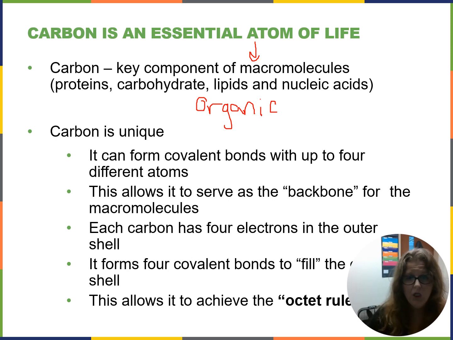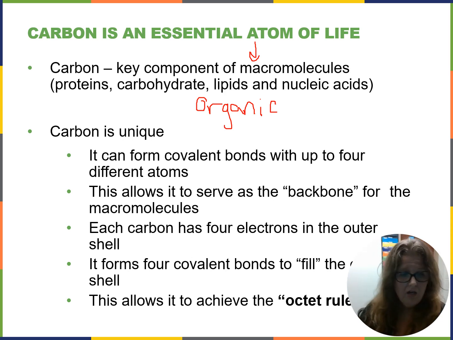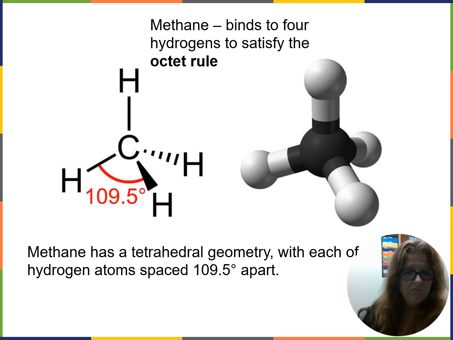So again, up to 4 covalent bonds, depending on how it's bonding. So hydrocarbons, they have carbon and hydrogen, such as methane. The covalent bonds between them are storing energy. When the energy is released, when these molecules are burned, this energy release can heat our homes and power our cars. So that's how that works, in a simplified version, I should say. So methane has a carbon atom here, and then again, it has 4 hydrogens that it's bonding with to get to that octet rule.